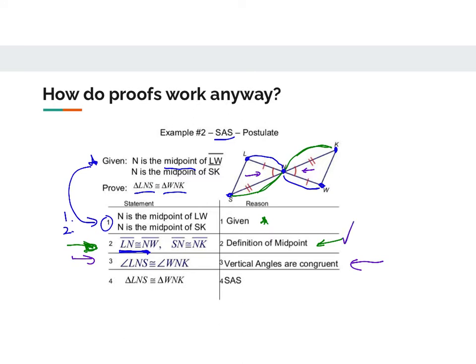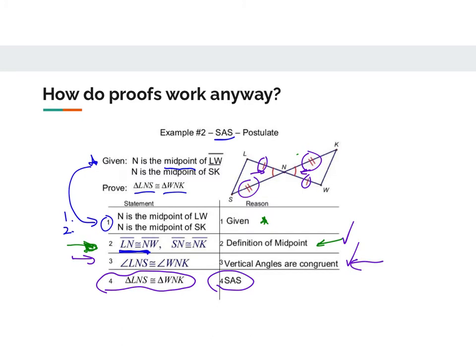So now, based on this and this, if I look at my triangles, I've got a side, an angle, and a side situation. So my statement becomes, yes, those two triangles are congruent by side, angle, side. And my last statement is what I'm trying to prove, and I must give a good reason for that.